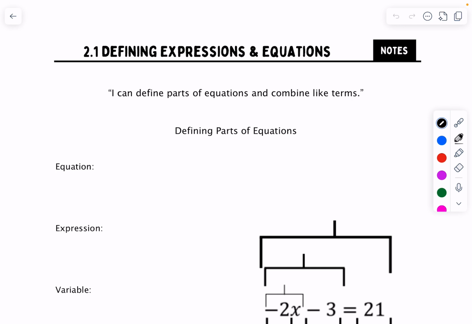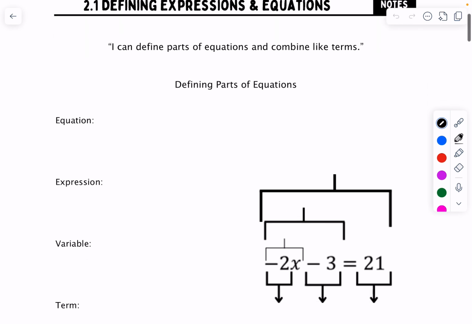So today you're going to be able to define parts of equations and be able to combine like terms. That's our first introduction to solving. We have to know a lot of this vocabulary going on throughout the rest of the semester in this unit. So let's go ahead and get started. So, defining parts of equations.